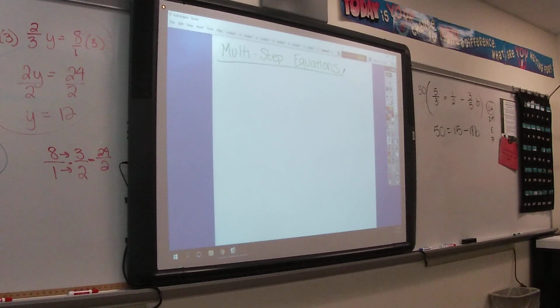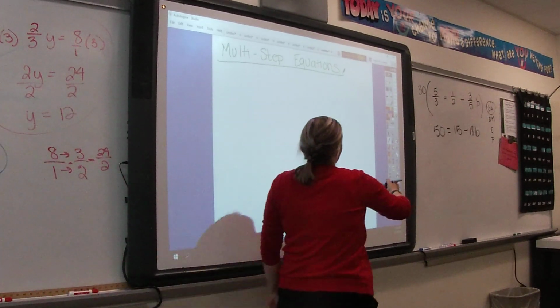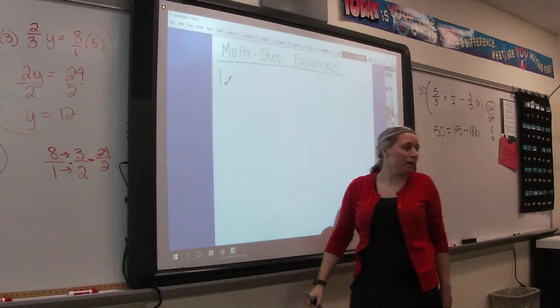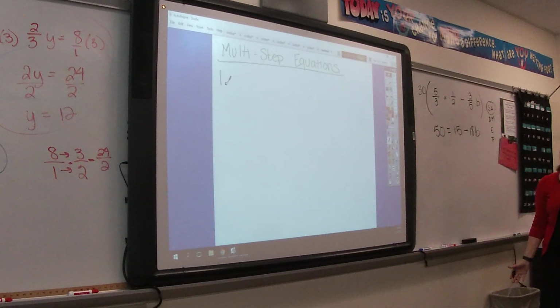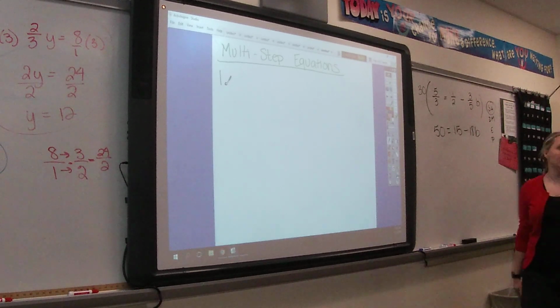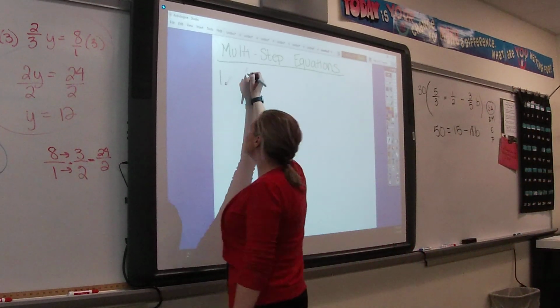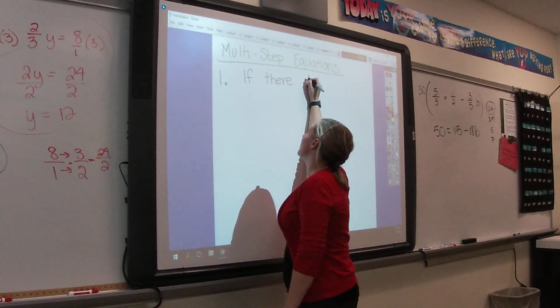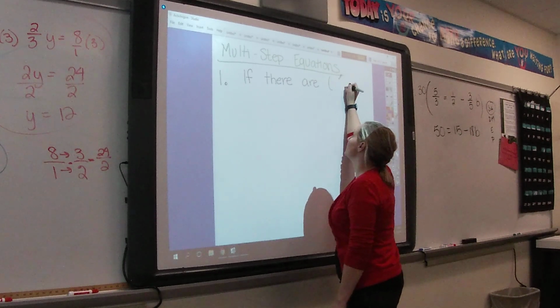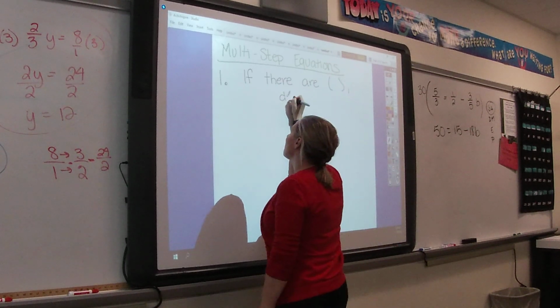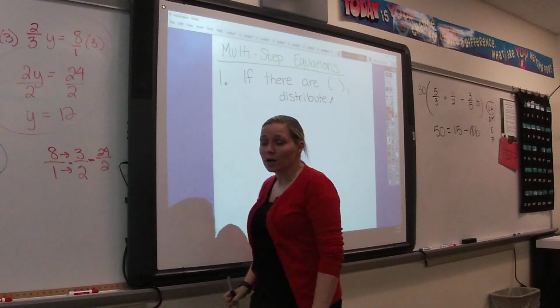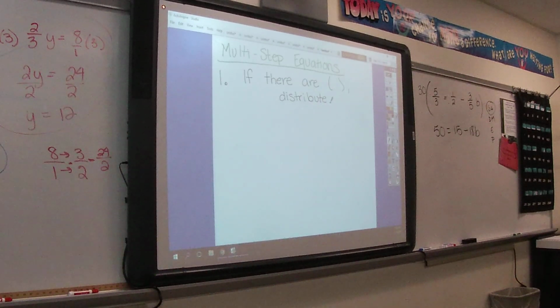So that being said, the first step we're going to look at with equations that are, I would call them long. Some of the equations we look at will be long. They will have a lot of pieces involved in them. The first step that we will do is, if we see parentheses, if there are parentheses, we are going to distribute.